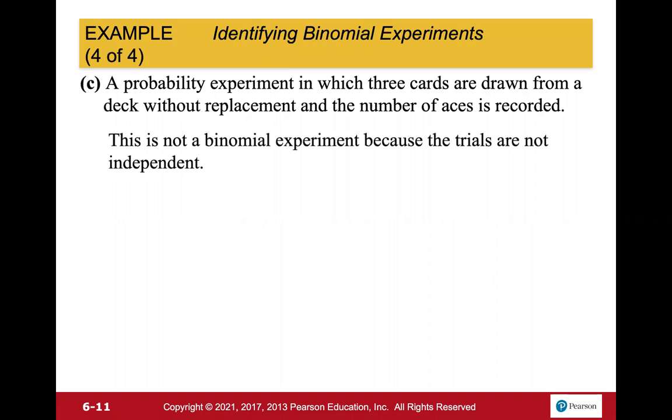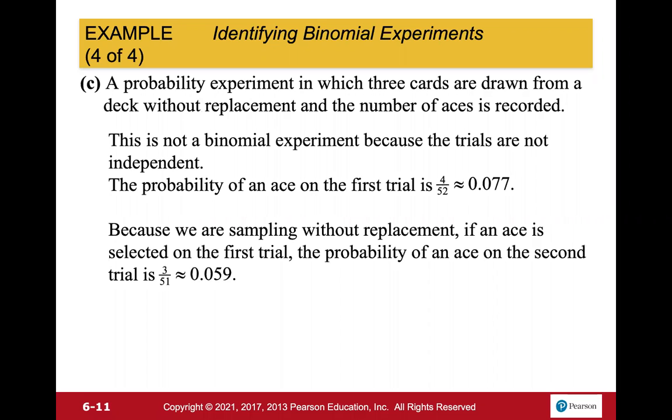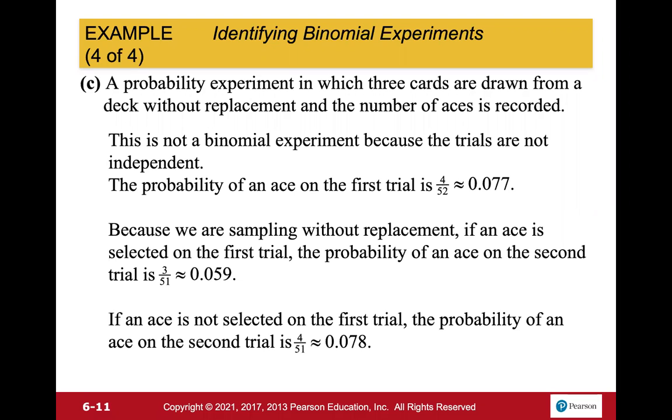Let's see if we missed anything. All right, this is not a binomial experiment because the trials are not independent. The probability of an ace on the first trial is 4 out of 52, which is about 0.077 or 7.7%. And because we are sampling without replacement, if an ace is selected in the first trial, the probability of an ace in the second trial is reduced. There are a lot of different possibilities there, so we're not looking at the exact same probability in each of those events. Because of that, we cannot say that it's a binomial probability experiment.